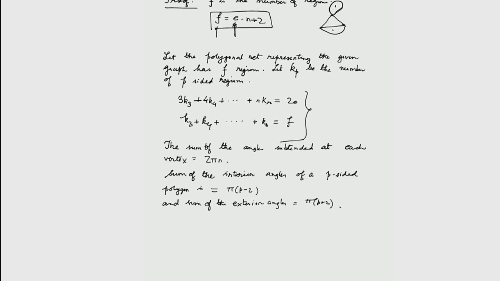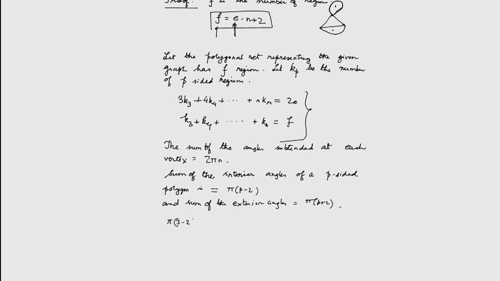So, in that polygonal network of the graph when drawn on a plane, we will have f minus 1 bounded or finite regions and 1 infinite region. Therefore, if I sum up all the interior and exterior angles, I get pi (3 minus 2) k3 plus pi (4 minus 2) k4 plus and so on up to pi (r minus 2) kr plus 4 pi, and this is equal to 2 pi (e minus f plus 2).